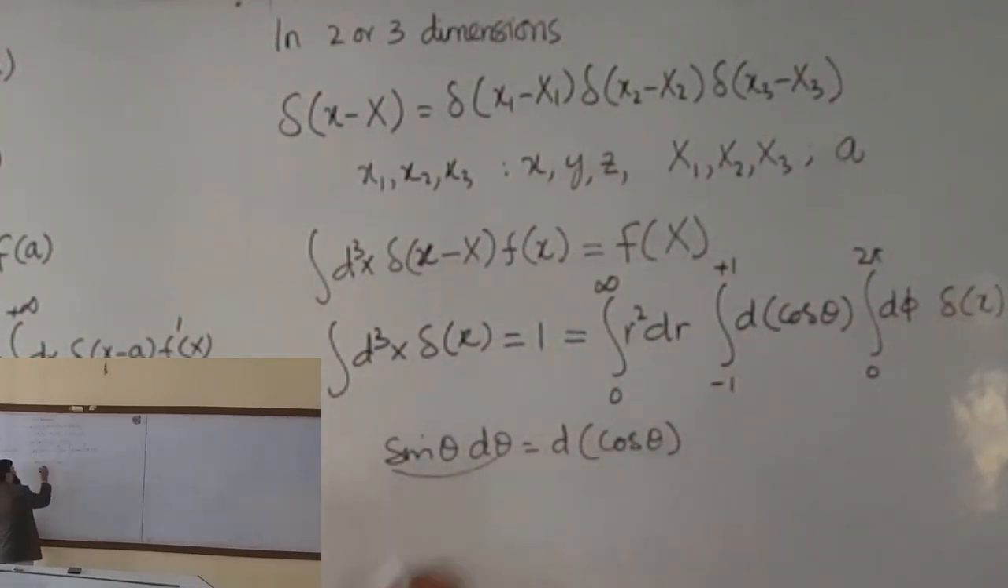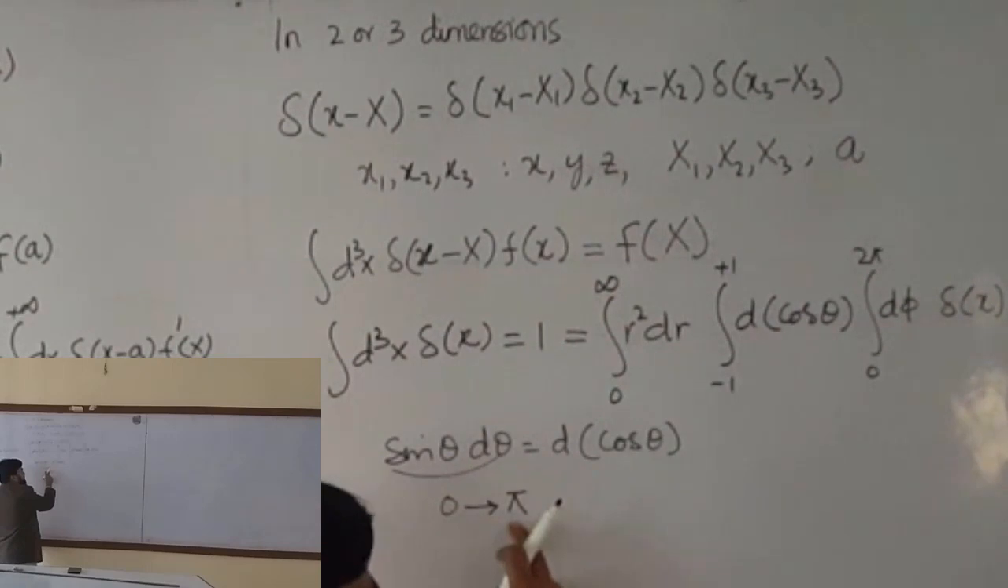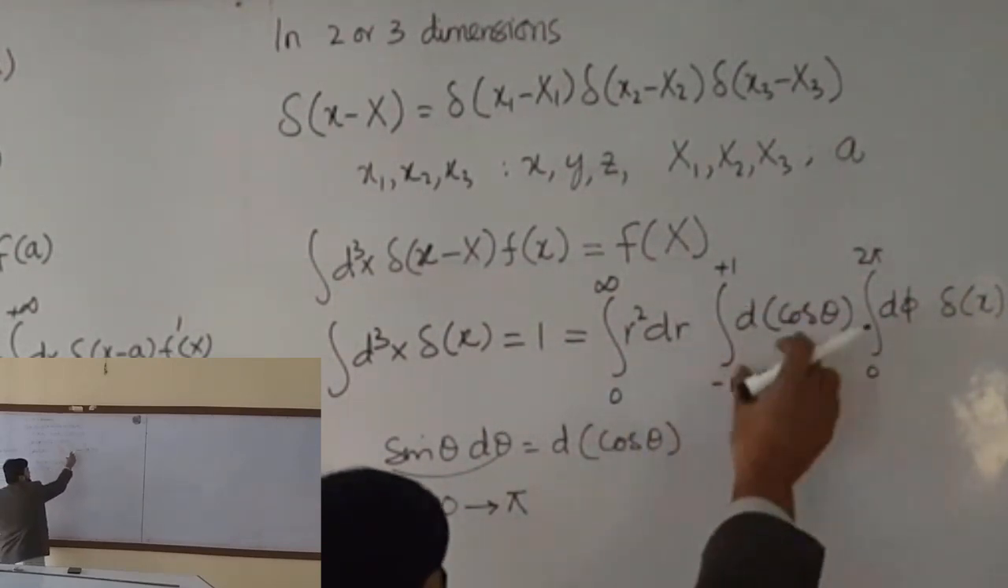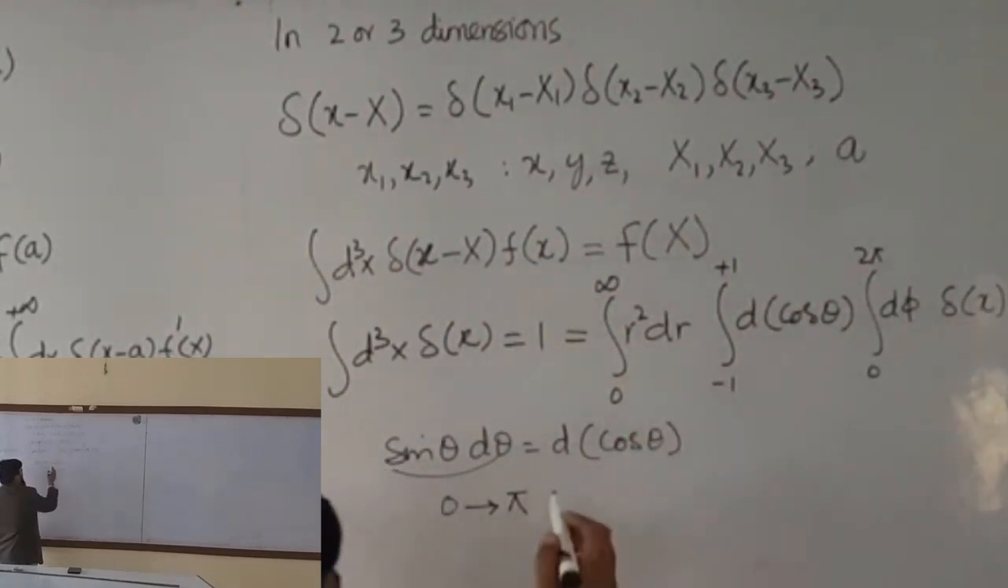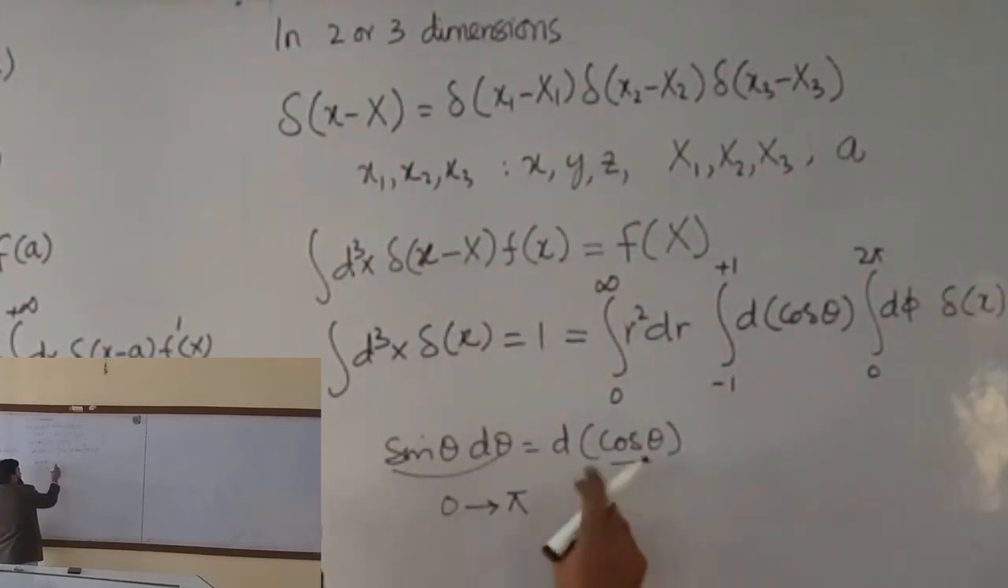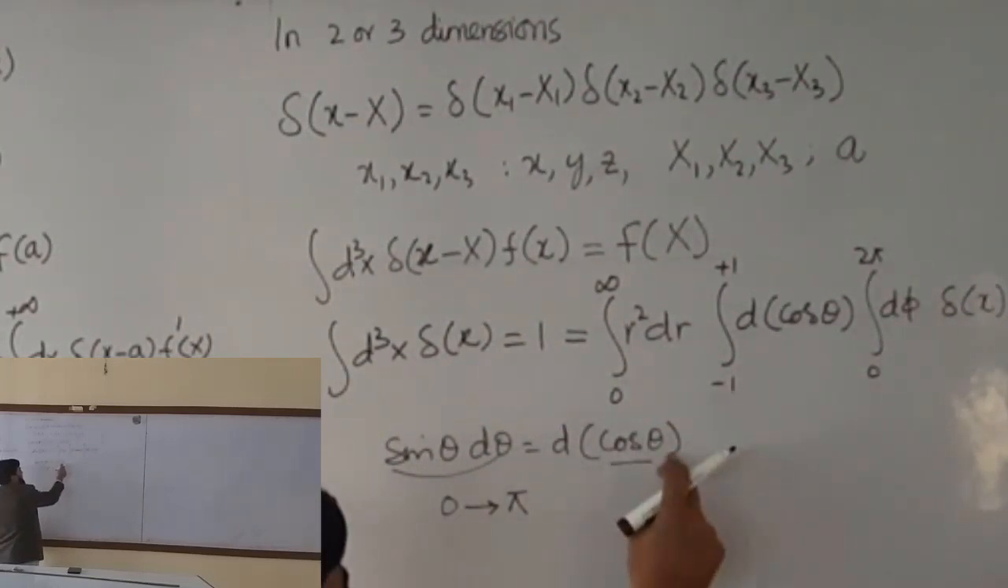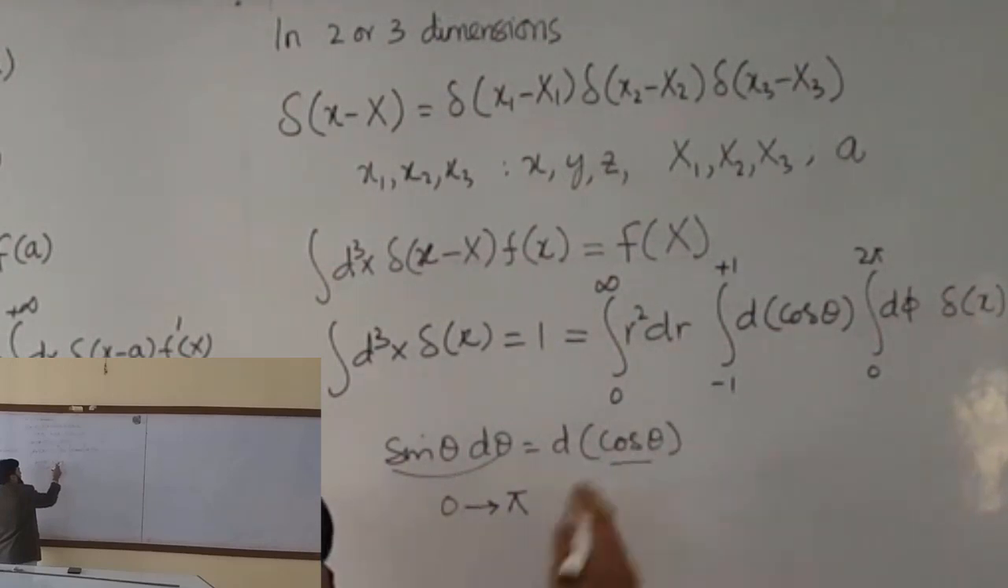Now, how is this theta varying? It is varying from 0 to pi in this one, when we are writing this element sin theta d theta. So what about cos theta if I now vary d of cos theta? Cos 0 is equal to plus 1 and cos pi is equal to minus 1.